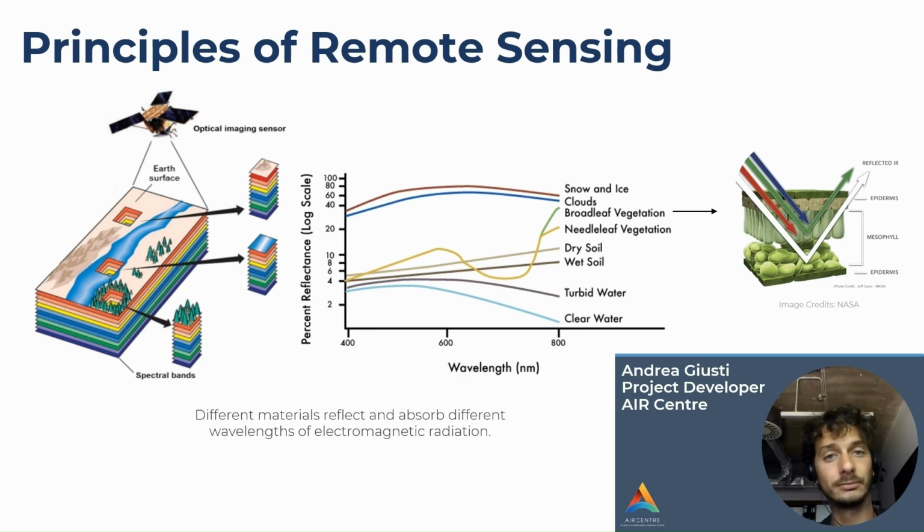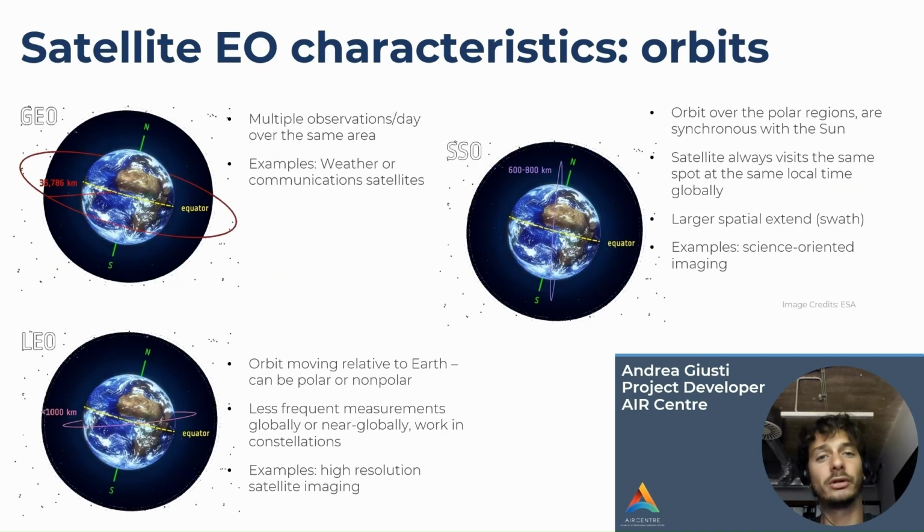To continue, let's now explore quickly some satellite EO characteristics. Let's start from orbits. There are different orbits used in satellite observation, each with a specific purpose. For example, the geostationary one, where satellites are placed in a way that they stay fixed over the equator at around 36,000 kilometers, matching the Earth's rotation.